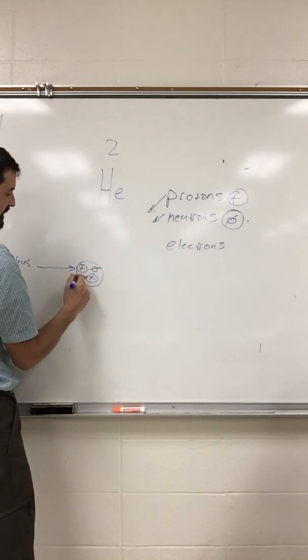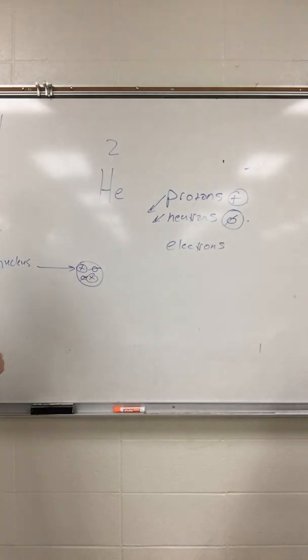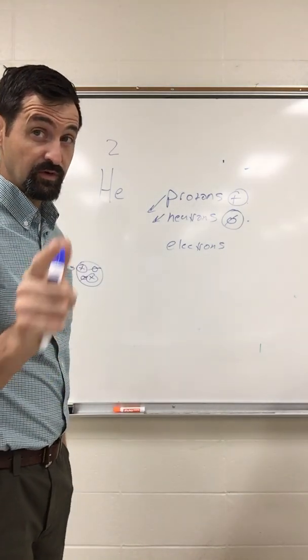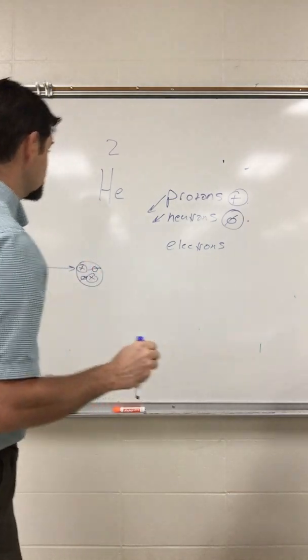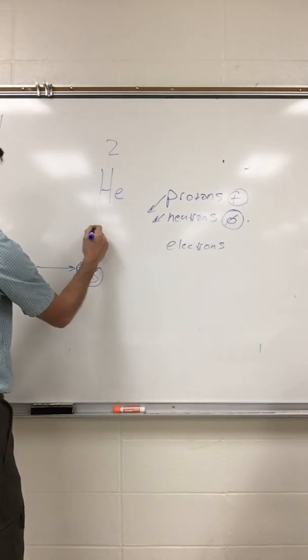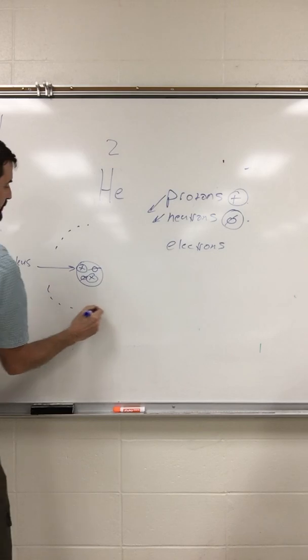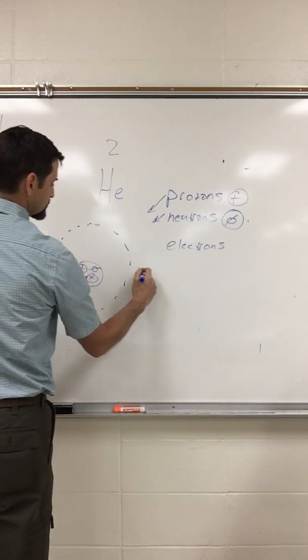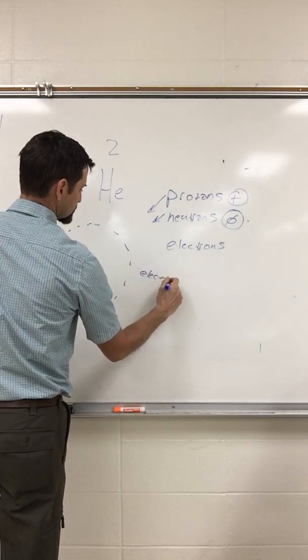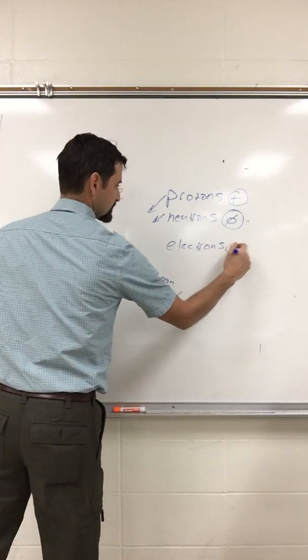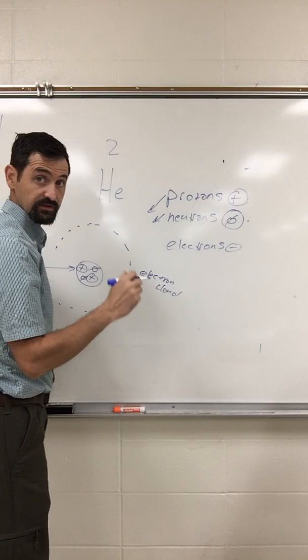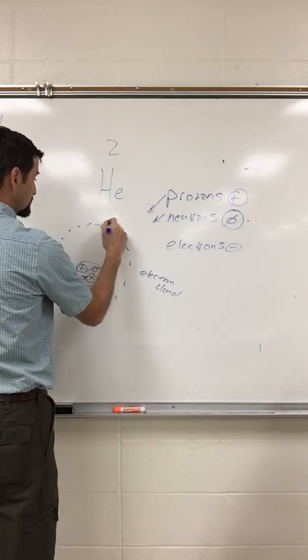I'm going to add my 2 neutrons here. You can vary in your number of neutrons, and it doesn't influence a whole lot here. We'll talk about that in a sec. Your electrons go in this area around here that we call the electron cloud. Electrons have a negative charge, so I'm actually going to use a little e with a negative.